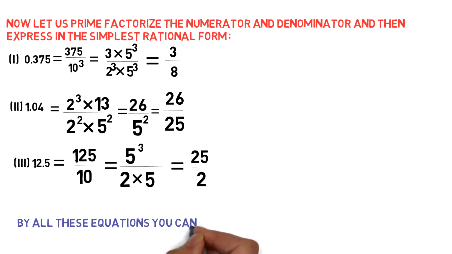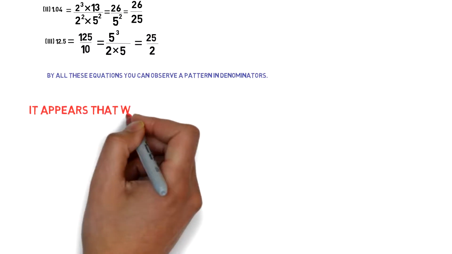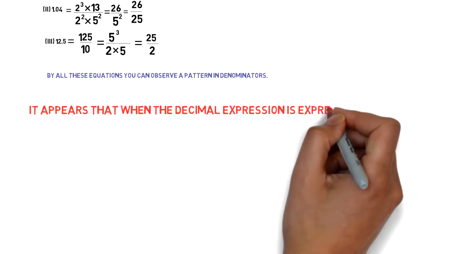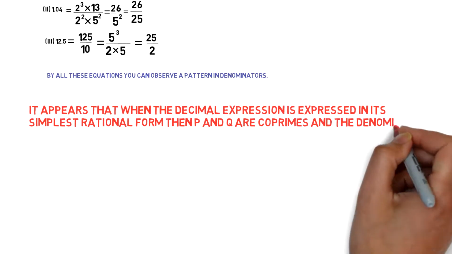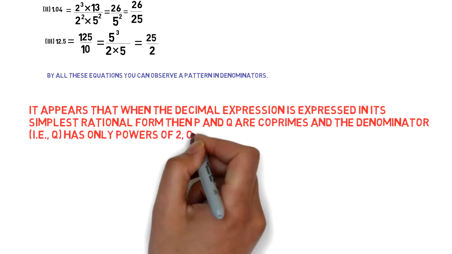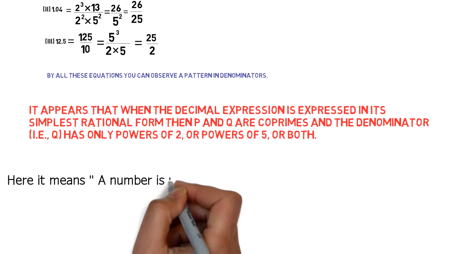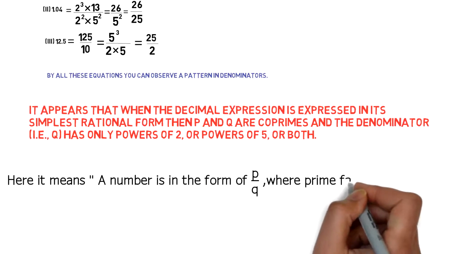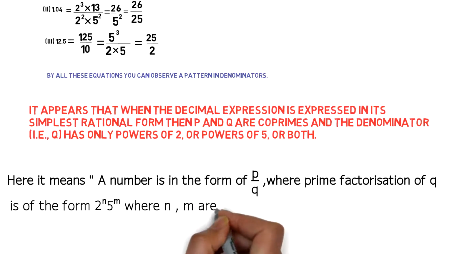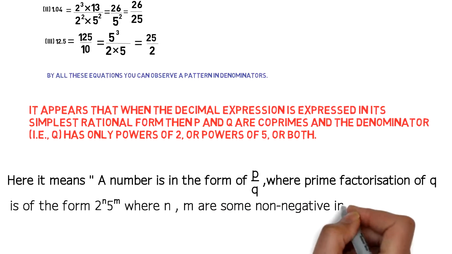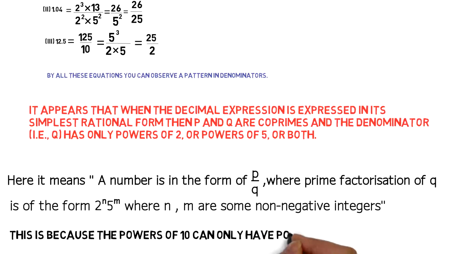By all these equations, you can observe a pattern in the denominators. Yes, it appears that when the decimal expansion is expressed in simplest rational form, then p and q are coprime and the denominator, that is q, has only powers of 2 or powers of 5 or both. Here it means a number is in the form of p by q where the prime factorization of q is of the form 2 power n into 5 power m, where n, m are some non-negative integers. This is because a power of 10 can only have powers of 2 and 5 as factors.